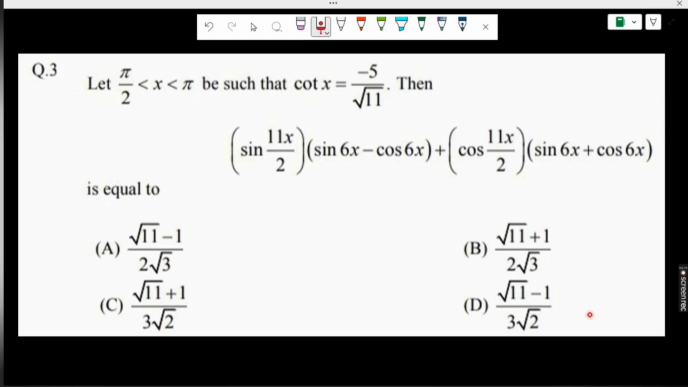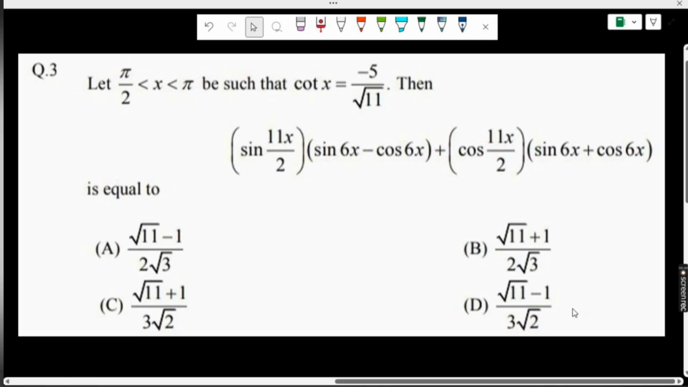Here it is mentioned that let pi by 2 less than x less than pi. That means x belongs to the second quadrant. Be such that cot x equals minus 5 by root 11. Then an expression including sine and cos having only two angles, 11x by 2 and 6x, is equal to which of the following four? Now let's just solve the question.